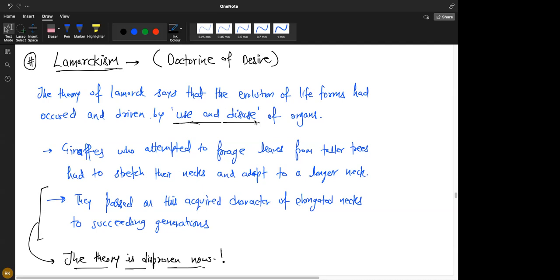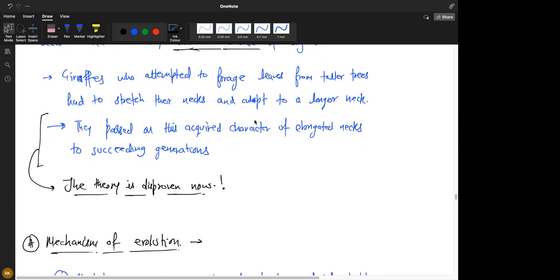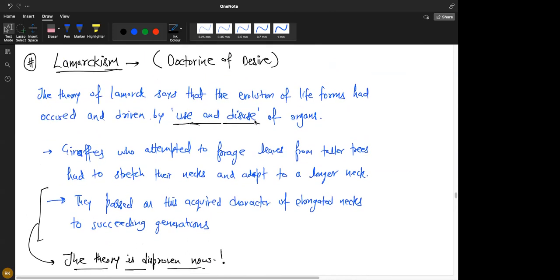Lamarck basically stated that evolution of life forms had occurred and was driven by the use and disuse of organs. And he took the example of giraffes to present his facts, which was giraffes who attempted to reach for the leaves from taller trees, hence they adapted to a longer neck, and that's how their neck got longer, is what he stated.